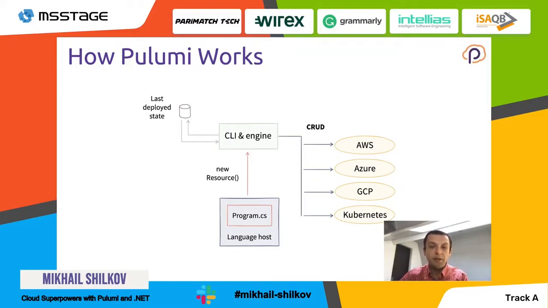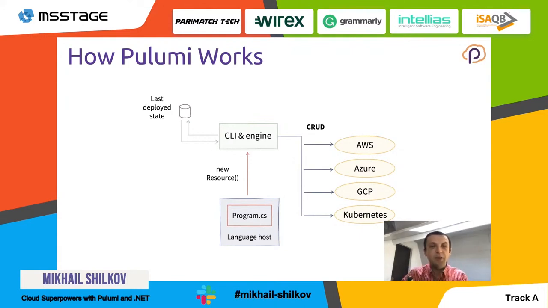And the result of the execution of that program is nothing but the definition of the resources. So more or less a graph of resources with properties. Then this graph of resources is passed over the wire, over the local gRPC interface to the CLI, to the command line tool that I showed you, to the engine of the whole deployment.